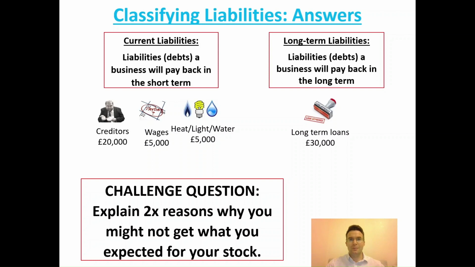Another reason why you might not get what you expect for your stock is because it could become obsolete. This is particularly important in highly moving, highly dynamic markets such as the technological industry. When technology moves forward, outdated, older stock becomes less valuable and will therefore command a lower price. For that reason, you might not get what you expected for your stock, and for that reason, many businesses try to have a high stock turnover.